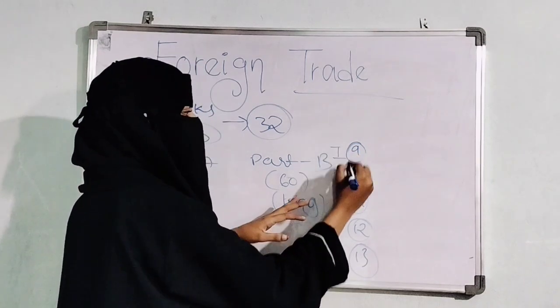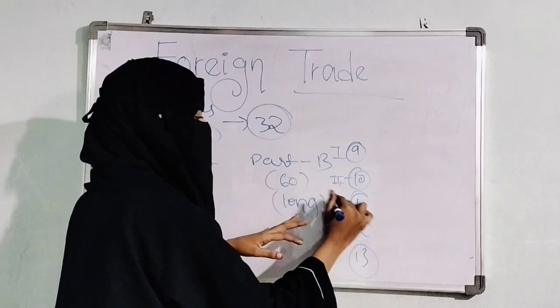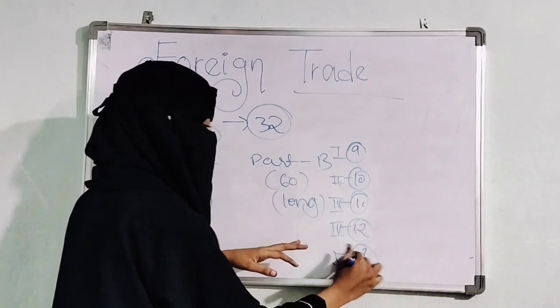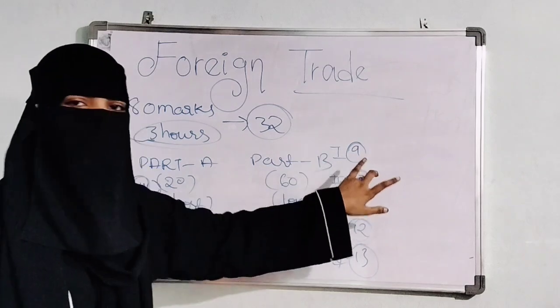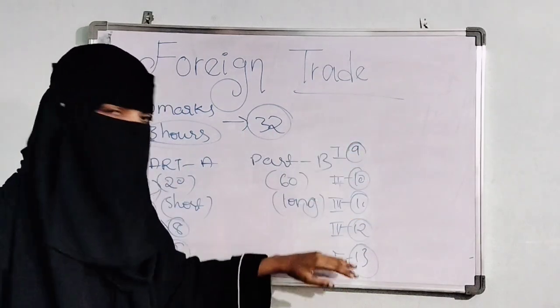The 9th question will be from unit 1. The 10th question will be from unit 2. The 11th question will be from unit 3. The 12th will be from unit 4. And the 13th from unit 5. One question will be from one unit. From 5 units, you will get 5 questions.